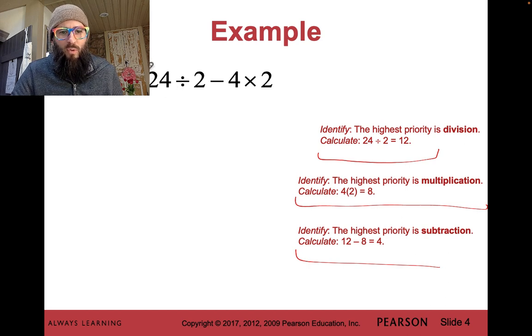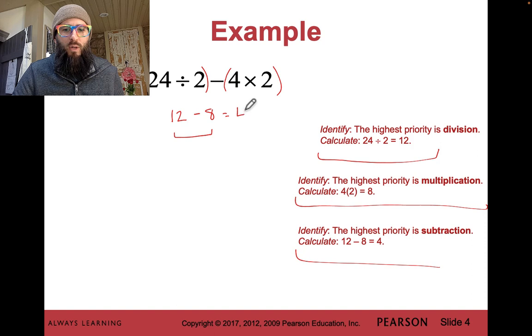So when I do this work, I tend to put a set of parentheses around the operations that should be performed first. In doing so, that tells me I need to do 12 divided by 2 first before I do the subtraction piece right here. It also tells me I need to do the 4 times 2 first before I can do the subtraction piece. So 24 divided by 2 is going to be 12. We're going to keep that subtraction operation there. And then 4 times 2 is 8.